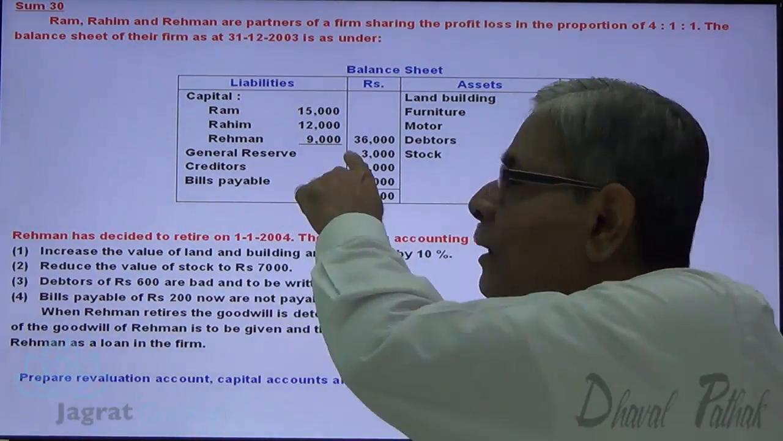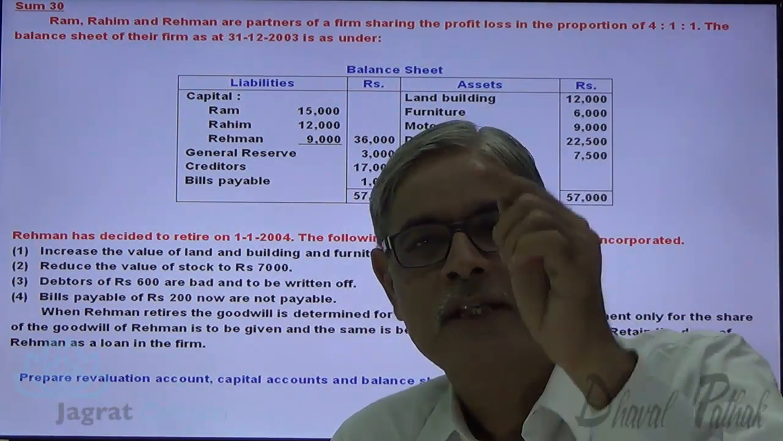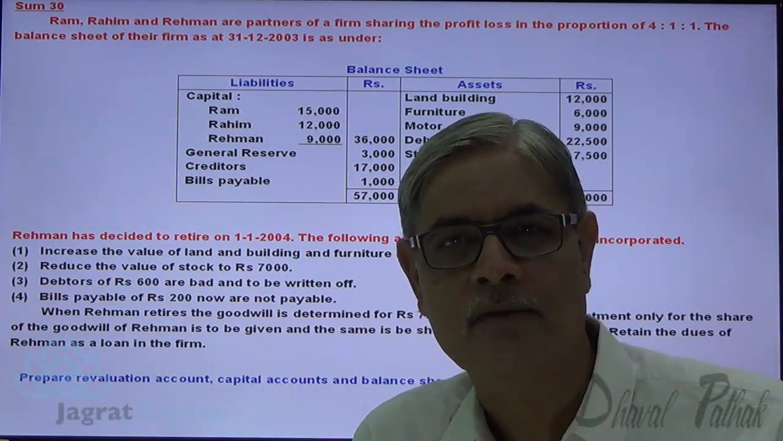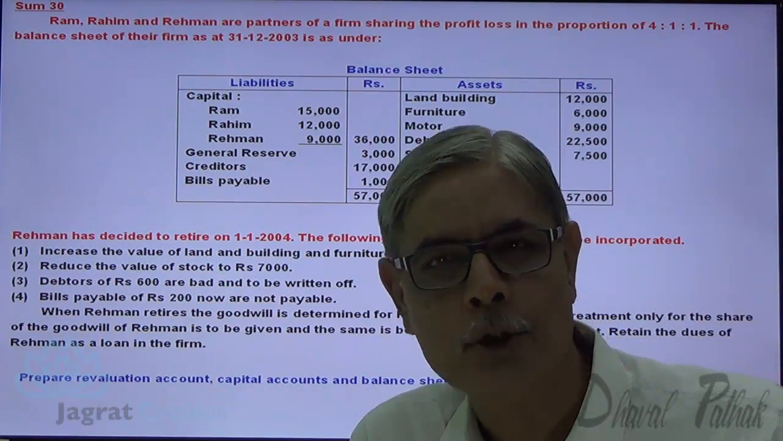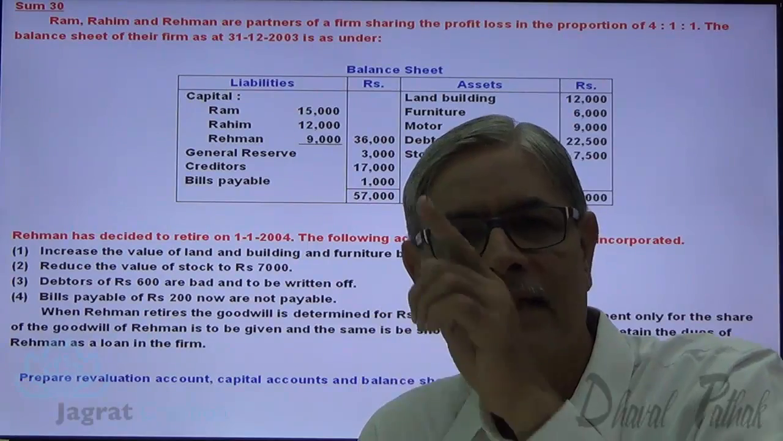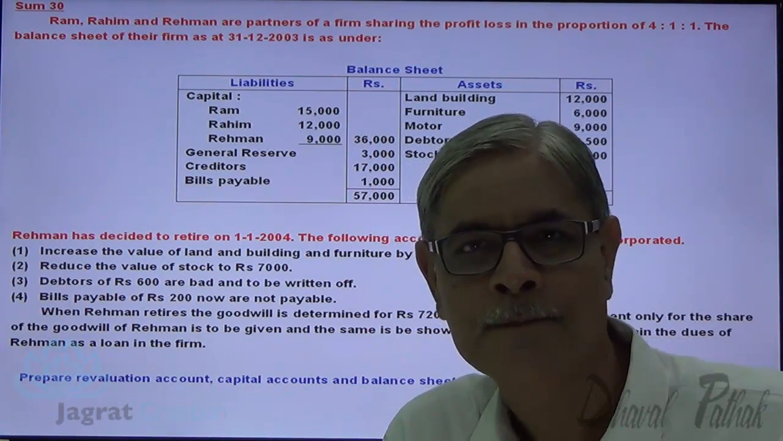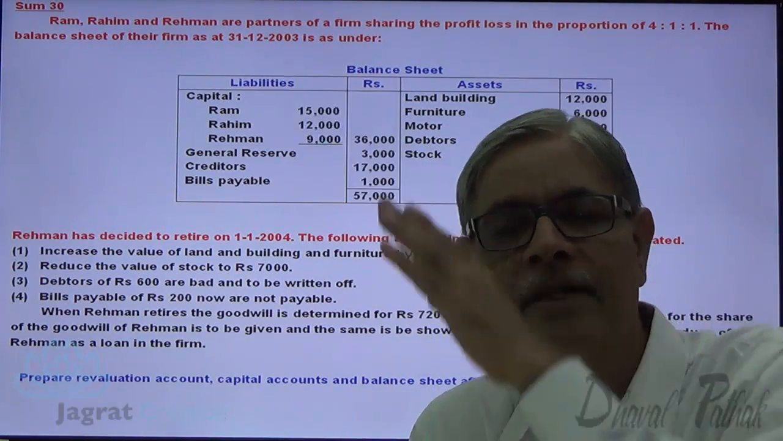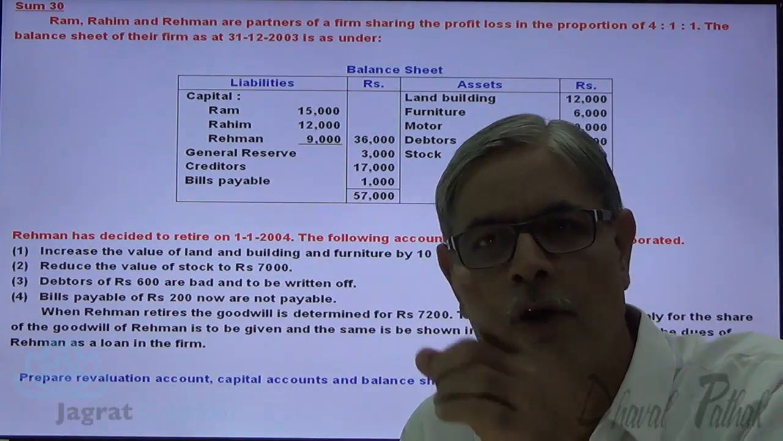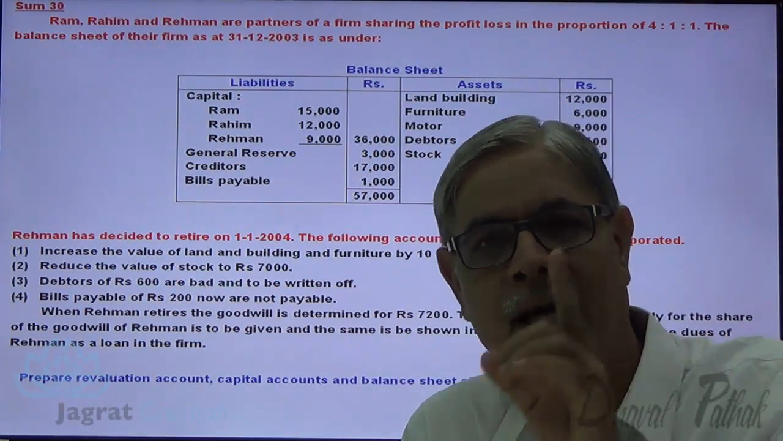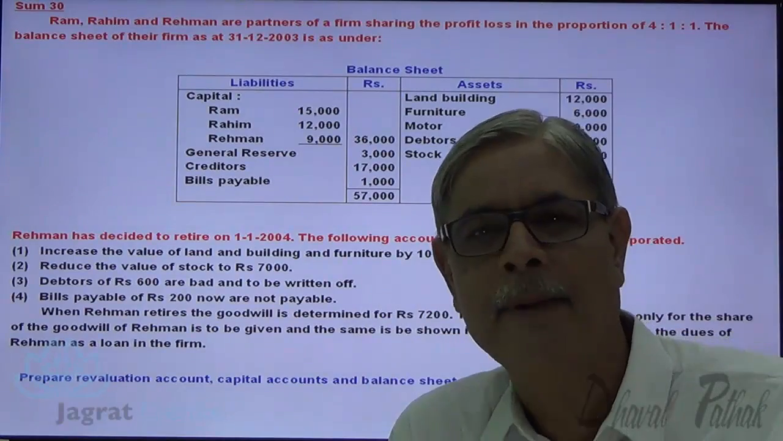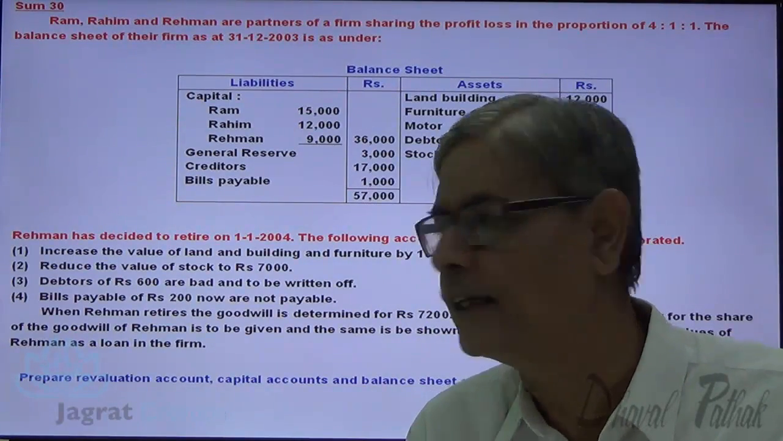Share of Rahman is 1/6. So 7,200 into 1/6, 12 6s are 72. So 1,200 is the share of Rahman in goodwill. That much goodwill is to be raised and shown in the balance sheet. So goodwill to be shown in the balance sheet 1,200 and Rahman, retiring partner's capital account, gets credited with 1,200.